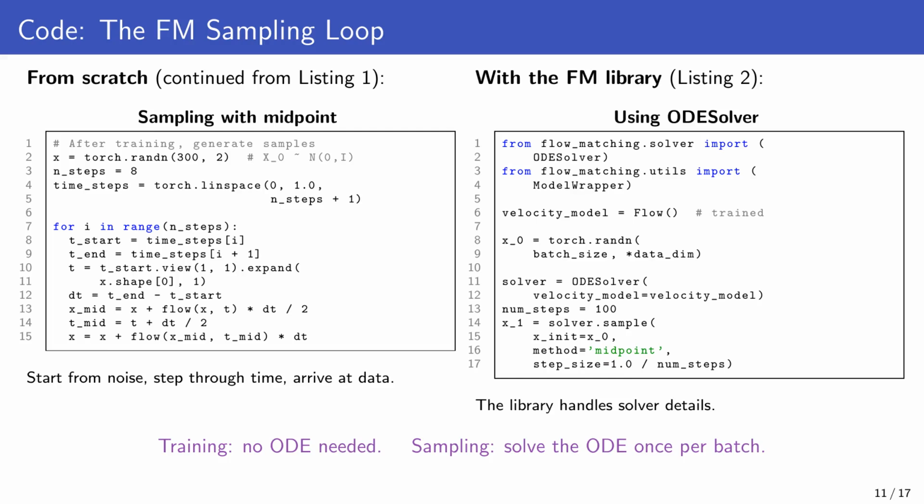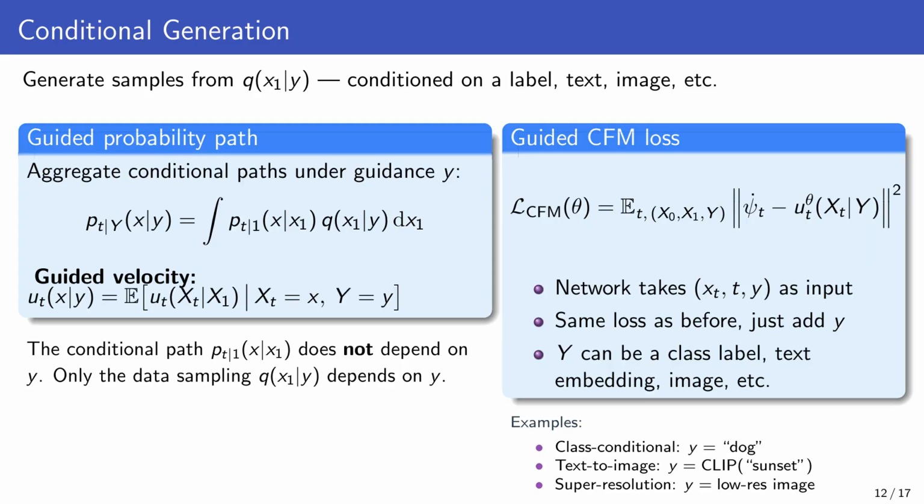In many applications, we do not just want to generate random samples. We want to generate samples conditioned on some guidance signal. Given a class label, generate an image of that class. Given a text description, generate a matching image. Given a low-resolution image, generate a high-resolution version.